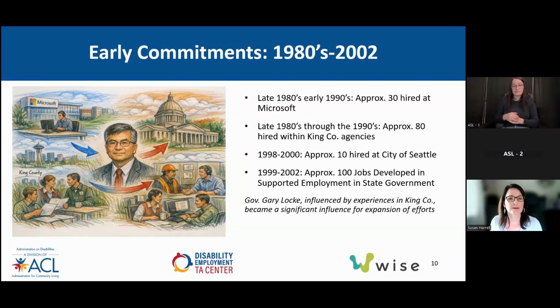so that they began to understand the value of supported employment. At the same time, in King County, so the county where Microsoft's Redmond campus is located, there were about 80 people hired within those agencies. And again, it began with a commitment to hire and starting to think about the best environments and the best fits for people with disabilities.